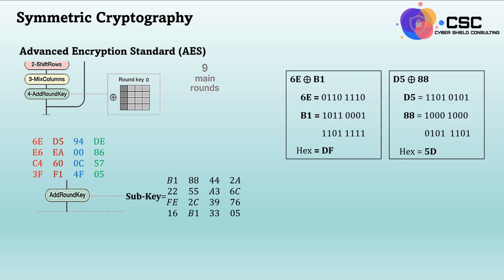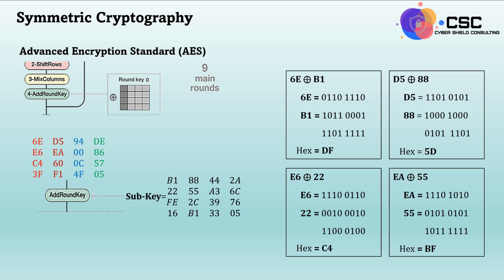On the right side of the screen, there are a few examples, as you can see. And once we have this operation complete, finding the binaries for every hexadecimal, and then we bitwise XOR them, we get the new substitute hexadecimal values in the newly formed matrix after this step. Once the XOR operation is performed across the entire state matrix, we get our new transformed matrix.